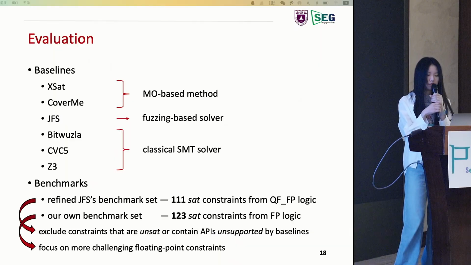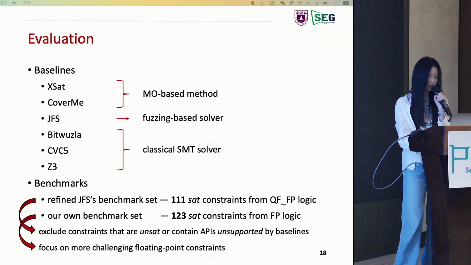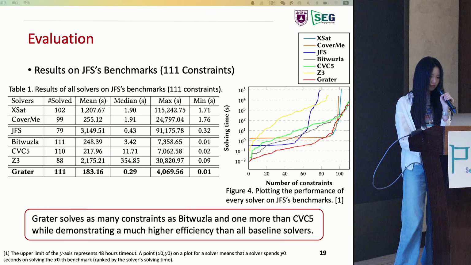We implement our method into a solver called Greater and select 6 other solvers to compare with, including MO-based solvers, fuzzing-based solver, and classic SMT solvers. And we use 2 benchmarks for evaluation, with our own benchmark focusing more on challenging floating point constraints.